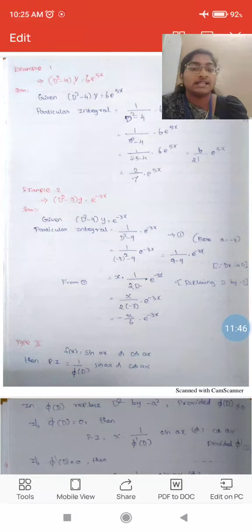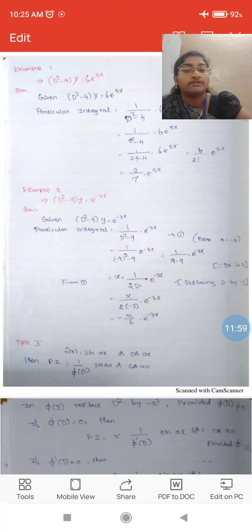D square minus 9 into y equal e power minus 3x. So in this exponential, the value of a is minus 3. So take the given equation and particular integral: 1 divided by d square minus 9 into e power minus 3x. Mark this as first equation. Here the value of a is minus 3, which equals 1 divided by minus 3 the whole square minus 9 into e power minus 3x.